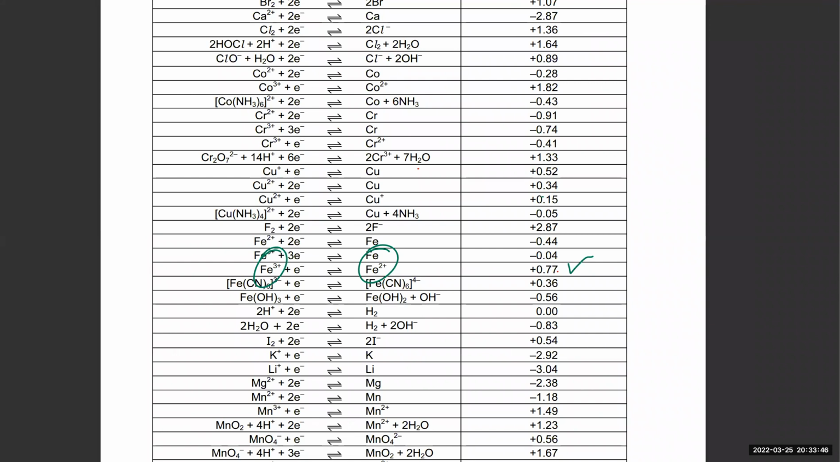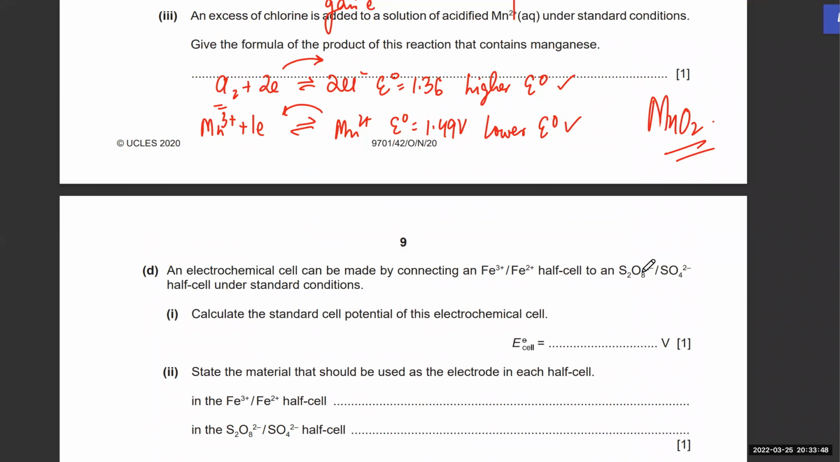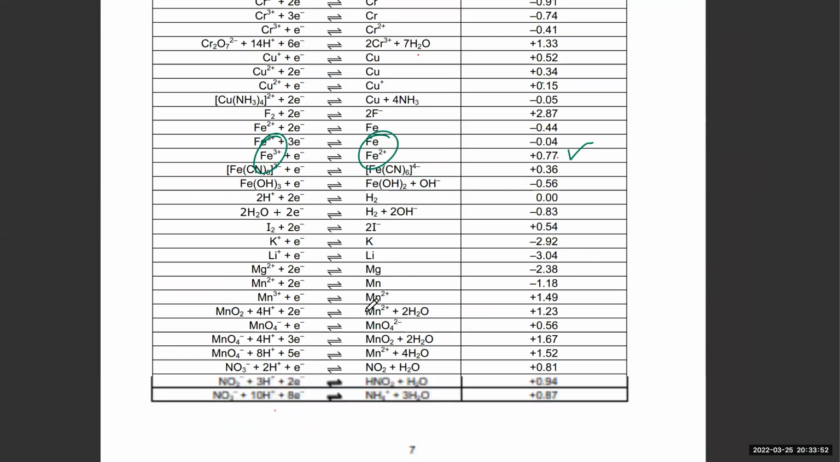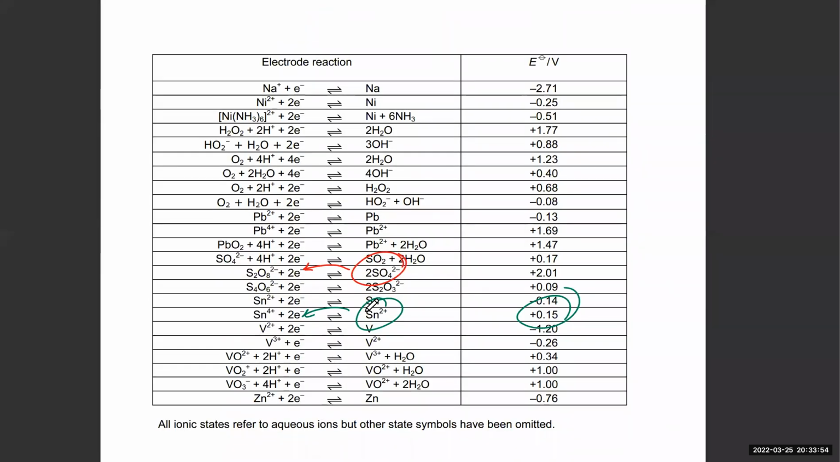And the other one they're talking about is the S2O8 2-, SO4 2- electrode. So where's the S2O8 and SO4 2-? It's this one. It's 2.01 volts. So that is definitely the higher E naught.